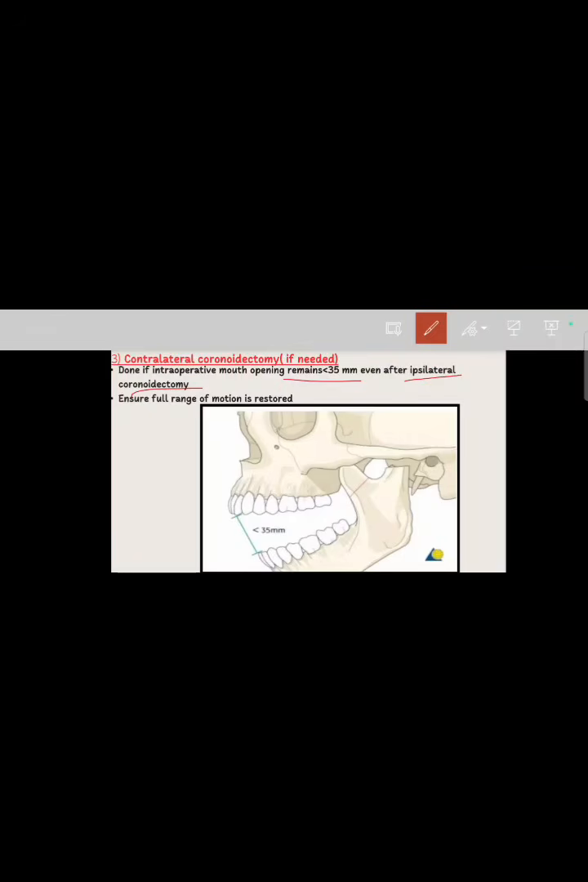So it shows that there is mouth opening less than 35 mm. So coronectomy will be done on both sides if there is mouth opening less than 35 mm to achieve a full range of mouth opening.